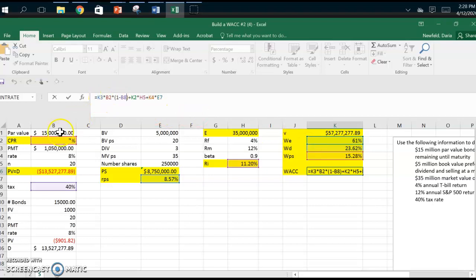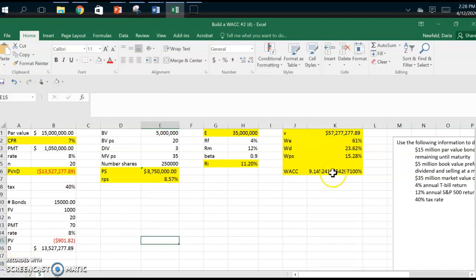23.26%, times my cost of debt, 7%, times 1 minus my tax bracket of 40%, plus my percentage of financing coming from, which one did I do next here? It looks like equity, 61% times my cost of equity financing, which was 11.2%, plus my preferred stock, so 15.28%, times my cost of preferred stock as 8.57%. And that is how I got my overall WACC of 9.15%, roughly.